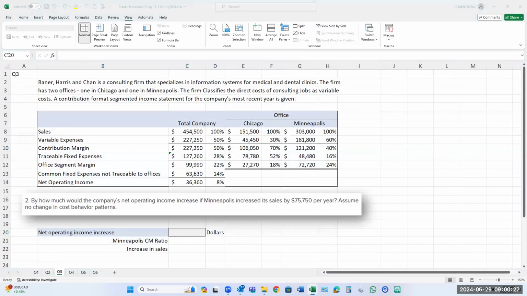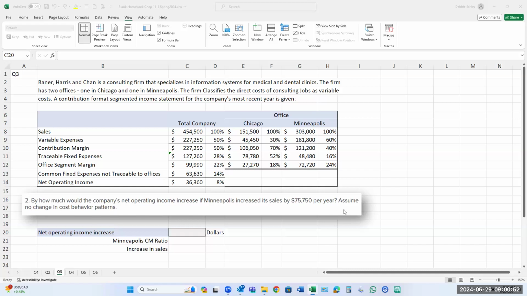Question 3. It's the same company information. So here's that information that they gave me. And they want to know by how much would the company's net operating income increase if Minneapolis increases its sales by $75,750 per year. Assume no change in cost behavior patterns.